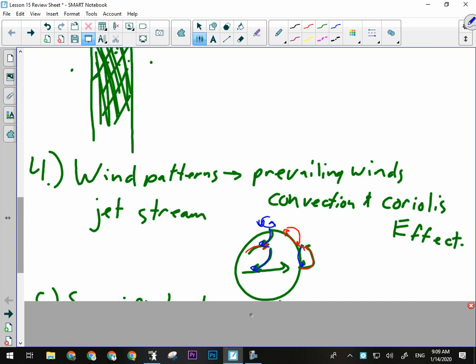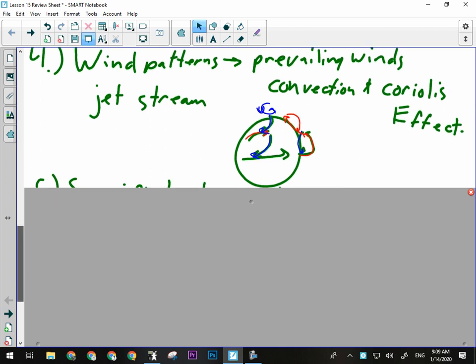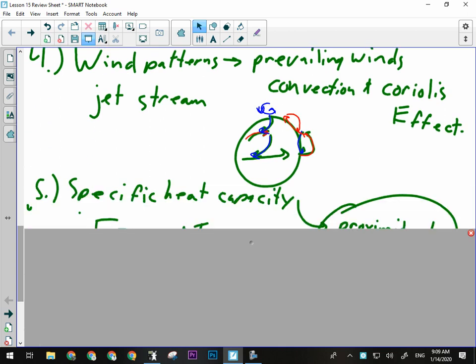So make sure you can explain how that happens. Make sure you can explain the Coriolis effect, because we spent a bit of time on that, so make sure you know how that goes.